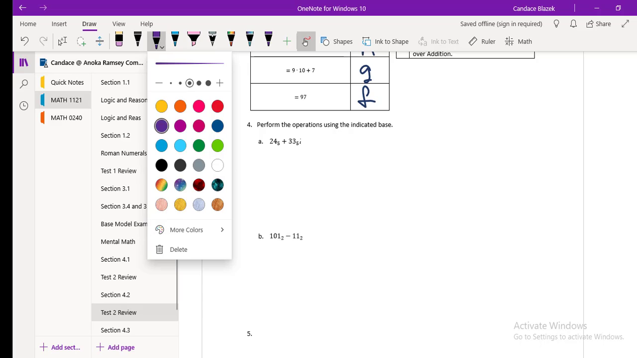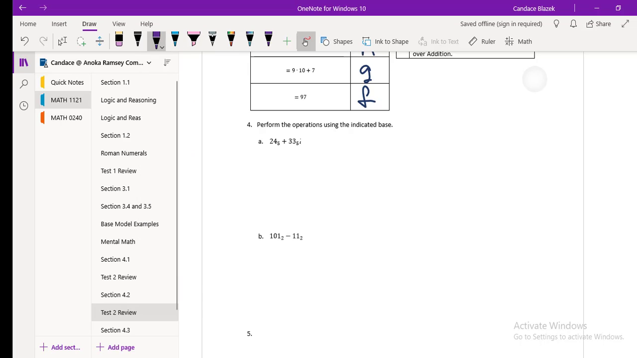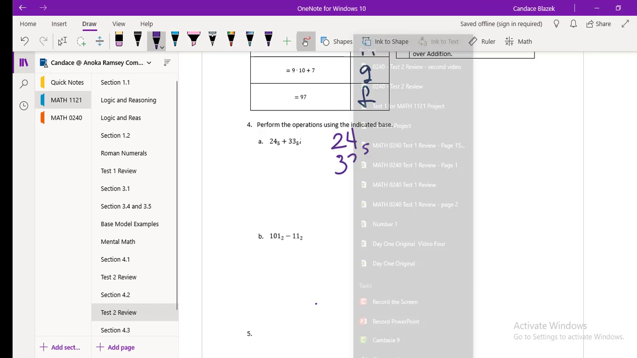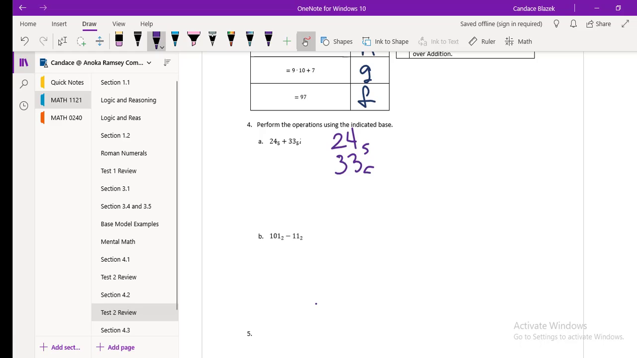Now, we're going to perform the operation 24 base 5 plus 33 base 5. When I look at this, I'm going to stack it. There are different ways that we can do this, and the way that I'm going to show you here is using lattice. Lattice is pretty nice to use for these types of numbers.